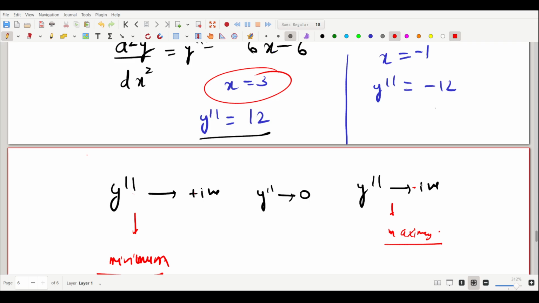So if double derivative is negative, minus 12, at what value? When x equals minus 1. So at x equals minus 1, out of all the possibilities of x, the y value is maximum. Out of all the infinite values of x, when x equals 3, you will always get the y value minimum, the least value.